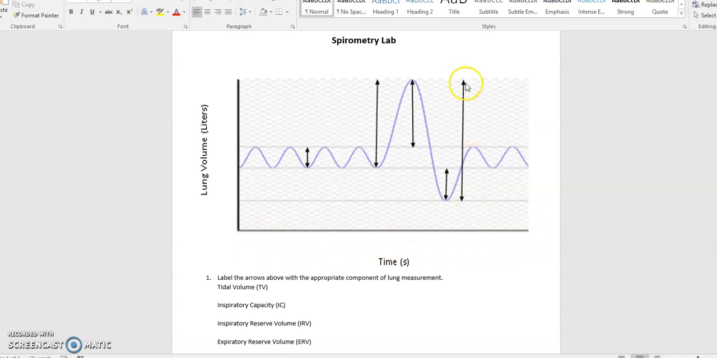And then I'm on this page because you'll need to identify in this activity these different arrows. So you'll see down below, it will have you label the different arrows, and I'm going to go through the different arrows on the next page.